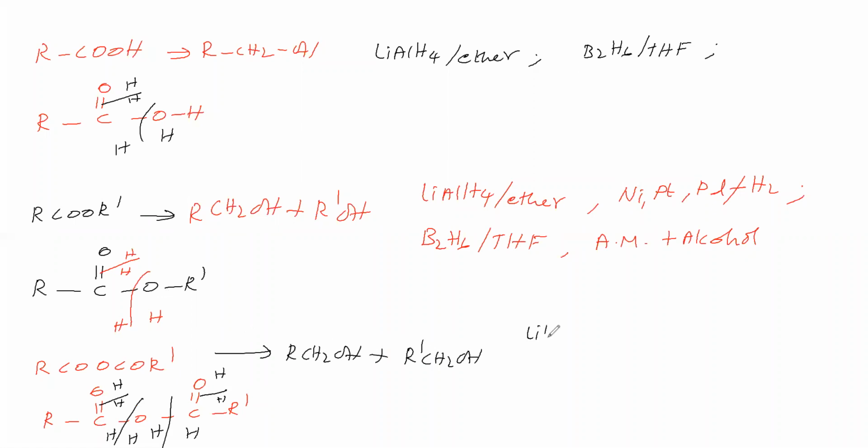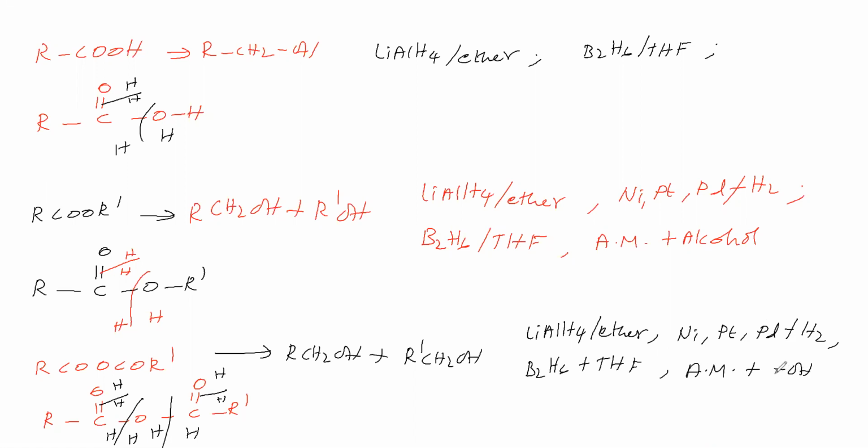Here what is the reducing agent? Lithium aluminum hydride in ether. Next, catalytic reduction, nickel or platinum or palladium plus hydrogen. Next reducing agent is diborane in THF. Next reducing agent is alkali metal plus alcohol, which we can use.